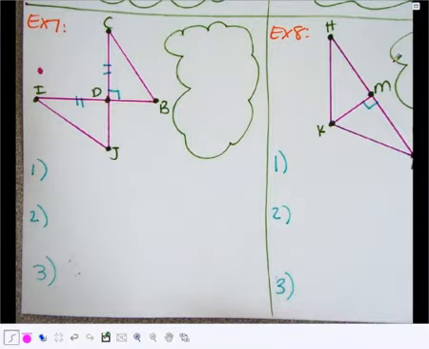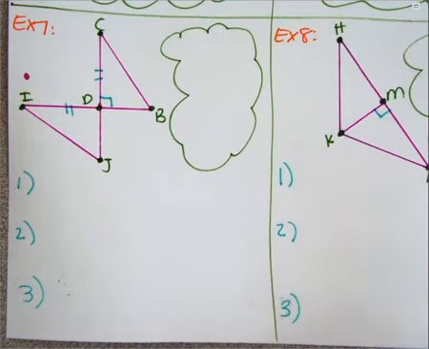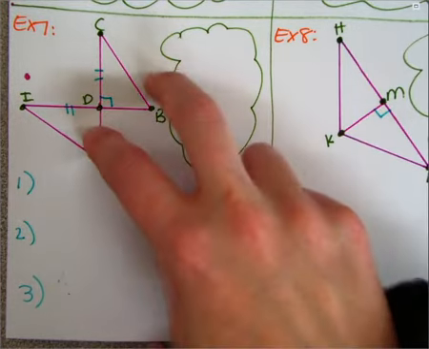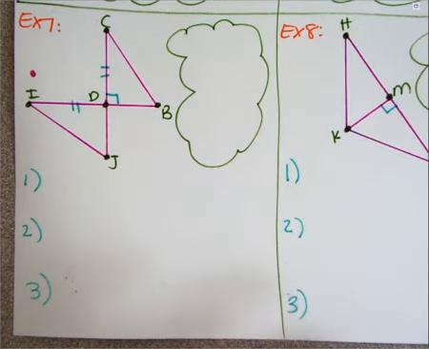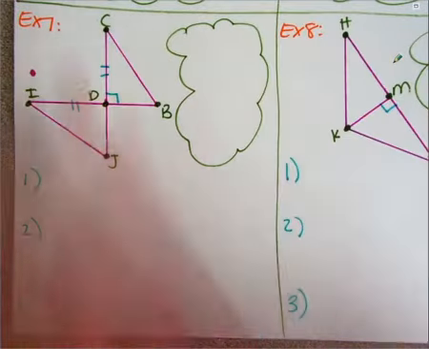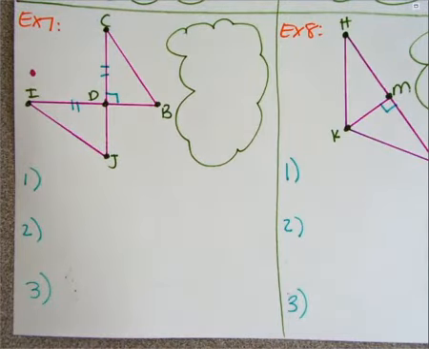Welcome back, everybody. Again, we are trying to state what additional information should be given to us to show that these two triangles are congruent by the HL theorem. But remember, what must we show first to show that these are congruent by the HL theorem?